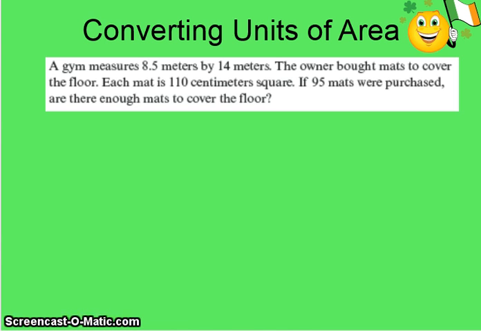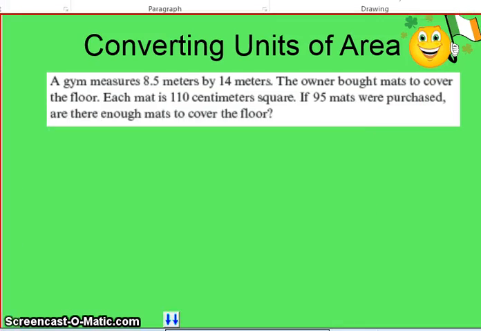Alright, let's look at area. Sometimes we have to multiply by multiple conversion factors depending on if we have units squared or units cubed. So that's what's going to happen with area or volume when you're converting those. So this problem says a gym measures 8.5 meters by 14 meters. The owner bought mats to cover the floor. Each mat is 110 centimeters squared. If 95 mats were purchased, are there enough mats to cover the floor?